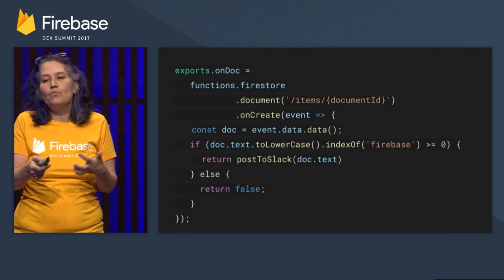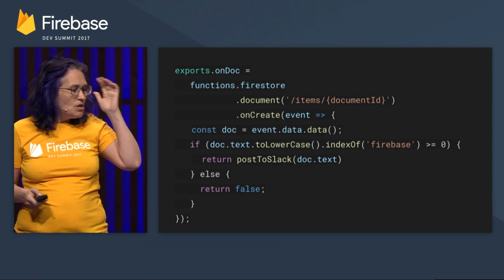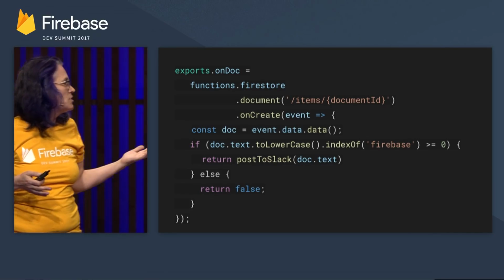So this is all the code for the Cloud Function that is triggered when Firestore writes. I'll just walk through it with you. So the first line is just like Jonny showed you before.